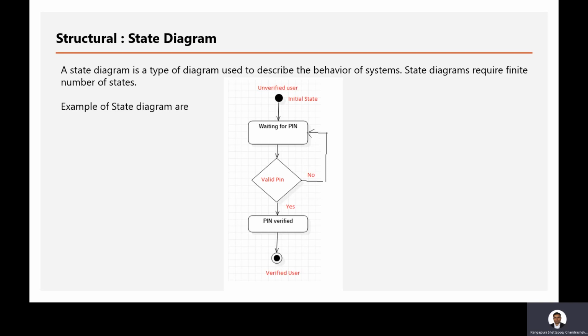What if the pin is wrong, right? Then he again goes to the waiting period. Means the ATM asks again one more time for the pin. It could do that for 3 times or 4 times. This is how we represent the state diagram.